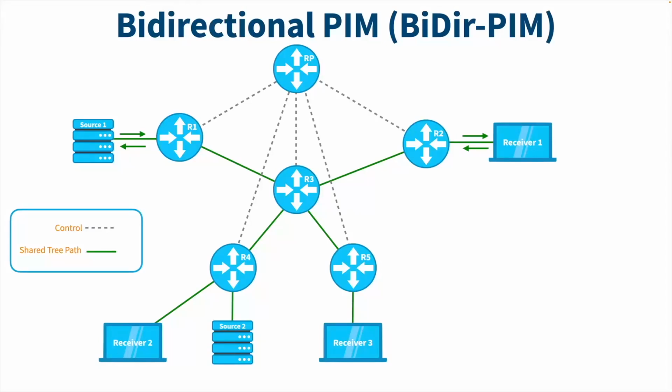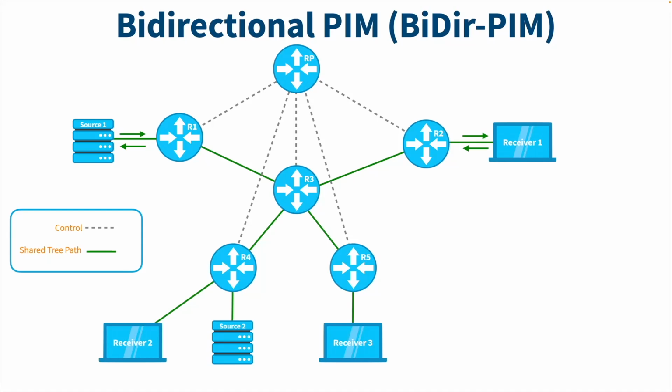When we discussed PIM sparse mode and PIM dense mode, we had a single multicast sender. But there might be times where we have multiple devices in our network that might be sending up multicast traffic. And one option is certainly we could create a separate distribution tree for every single source. But if we have lots of sources, that's not going to scale very well.